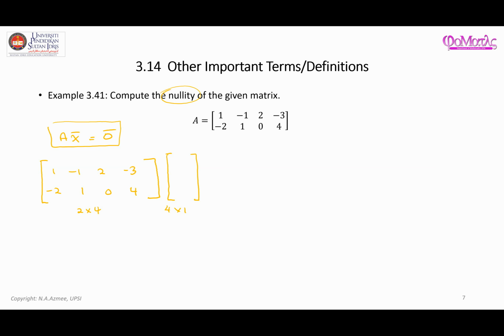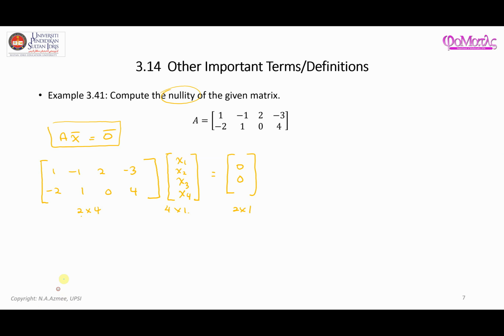So since it is a 4 by 1 matrix, we know that we're going to have 4 unknown variables, so x1, x2, x3, x4. And the result here is going to be 2 by 1, which is 0 and 0. So here is 2 by 1 matrix. So that is our starting point, and we can convert the whole thing here into an augmented matrix.